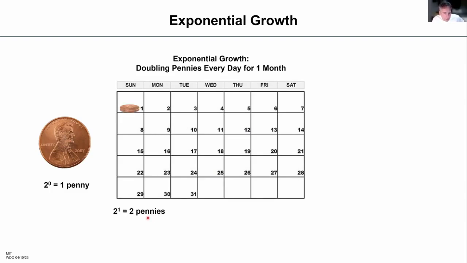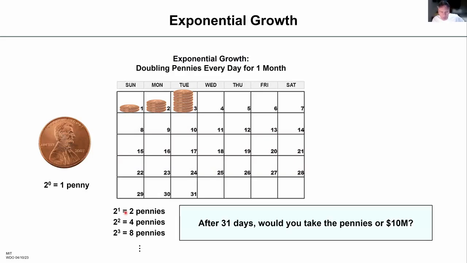On the first day, we're going to give you 2 to the first power pennies. And on the second day, we'll give you 2 to the second power pennies. That's 4. And on the third day, 2 to the third, 8 pennies, etc. And at the end of the month, after 31 days, would you rather take all of the pennies or $10 million?